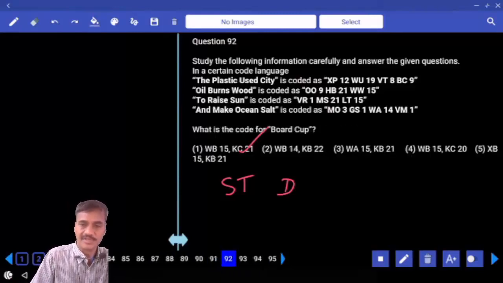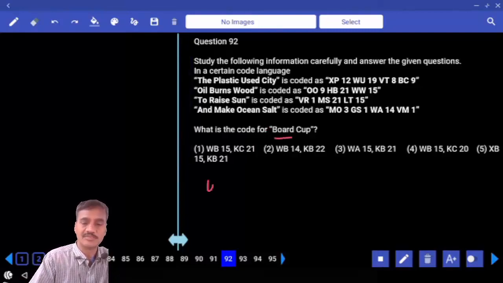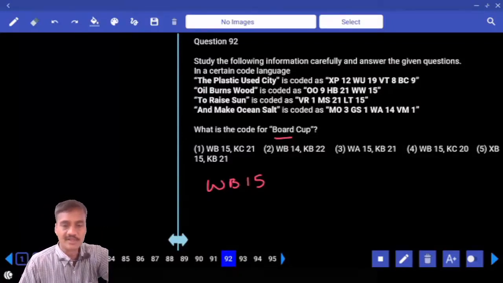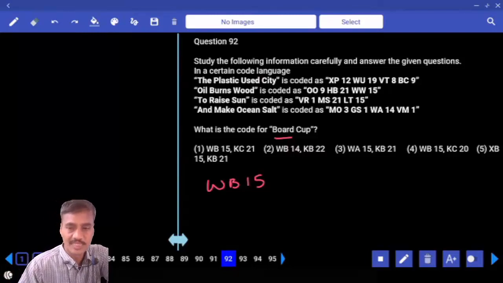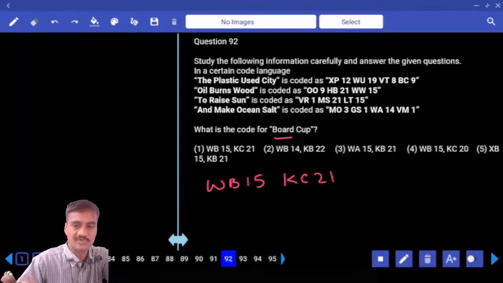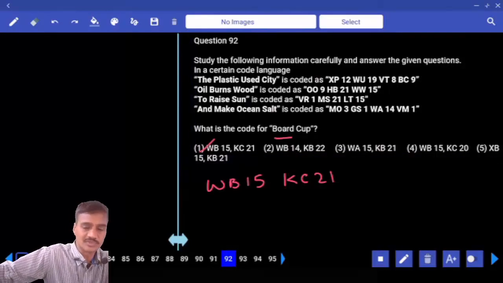92, and what is the code for Board Cup? And Boardకి code చెప్పండి, and Dకి opposite letter W, B remained as it is, and the value of O is 15, WB15. And Cup, Pకి opposite letter ఏం రావాలి, Pకి opposite letter K, C remained as it is, and U is 21, KC21. WB15, choice 1, question number 92. Clear? Now సరిపోయిందా లేదా.